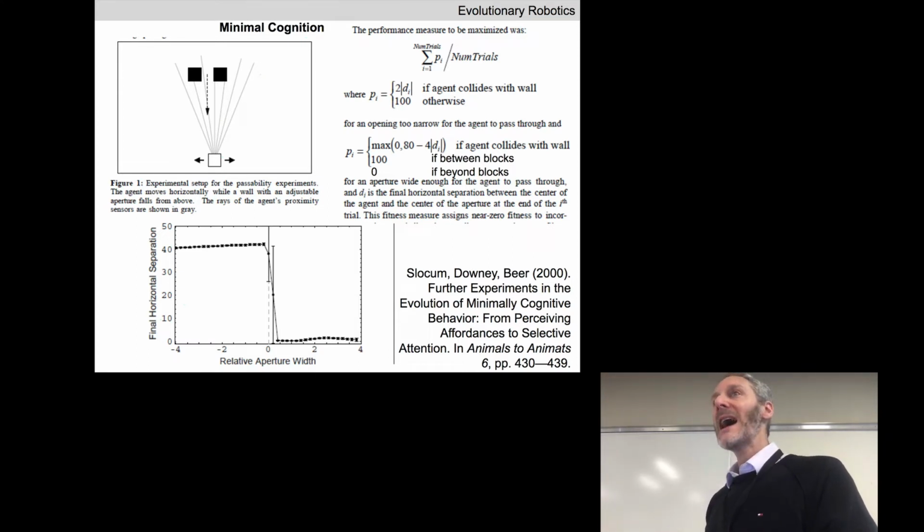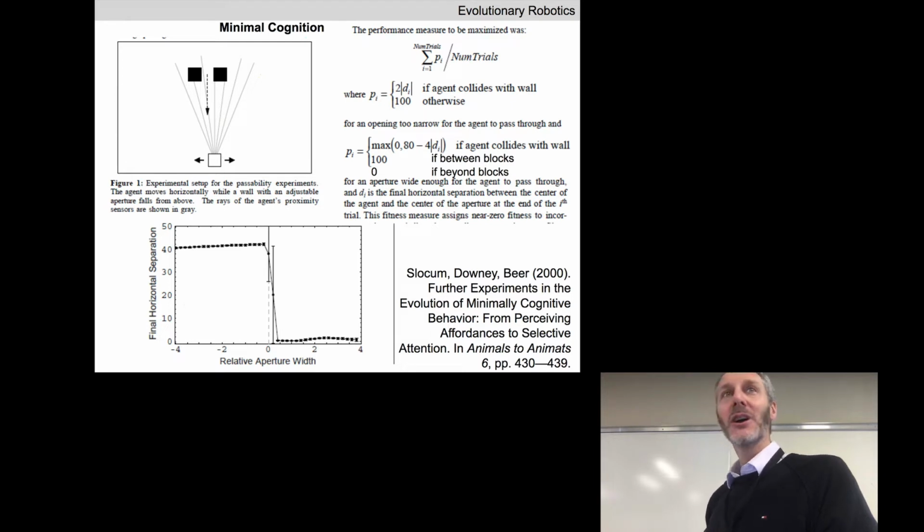What happens when the gap is almost the width of the robot? What happens towards the horizontal center of this figure? What's going on in this case? The robot is still far away from the blocks or the wall. It doesn't pass through, right? This is yet another version of the coward.